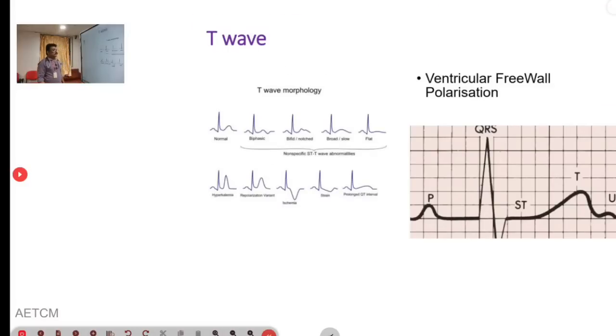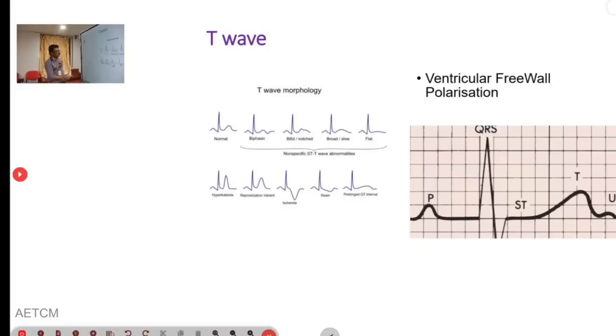Now, ST elevation can also be due to, as we are told, myocardial infarction. The elevation can even be because of pericarditis, or a normal variant. This is called early repolarization. We are not discussing all these things here. For an average MBBS doctor, if ST elevation is there and severe chest pain is there, it is myocardial infarction.